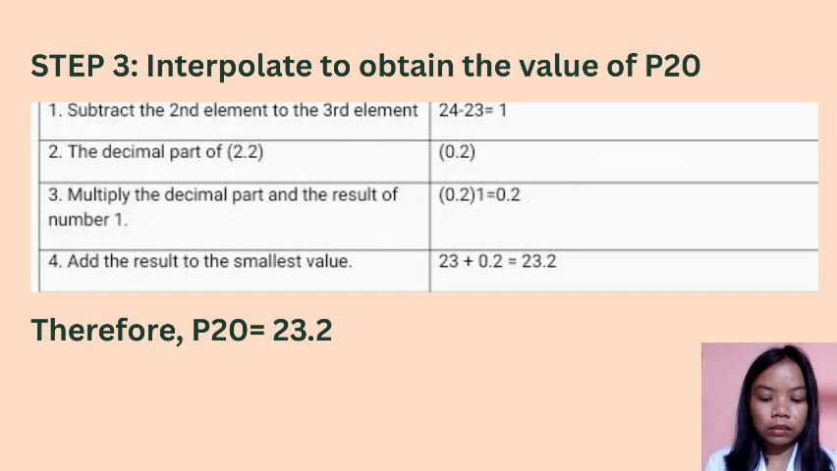And then third, multiply the decimal part by the result in step 1. The result in step 1 is 1, so we multiply it by 0.2, which equals 0.2. And then step 4, add the result to the smaller value. The smaller value is 23. So 23 plus 0.2 is equal to 23.2. Therefore, the 20th percentile is equal to 23.2.